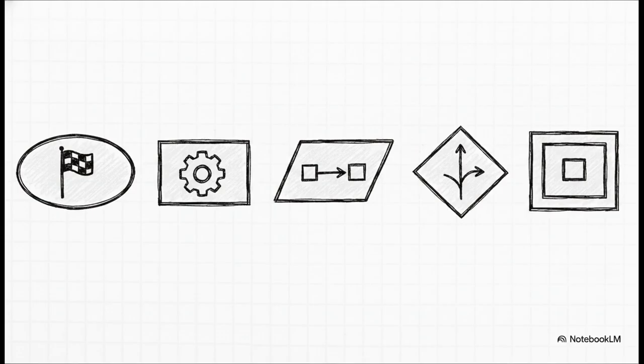We use an oval to indicate the start and end of the logical flow. A standard rectangle handles processing and calculations. The parallelogram indicates input and output data. The diamond, and this one is crucial, that's for decision-making based on a true or false condition. And finally, a double-lined rectangle is used to call upon those subprogram modules we just talked about.